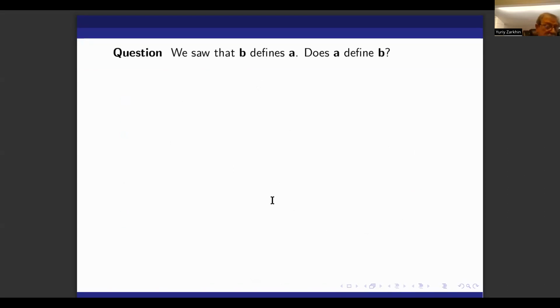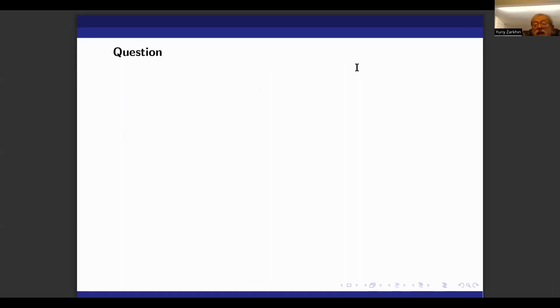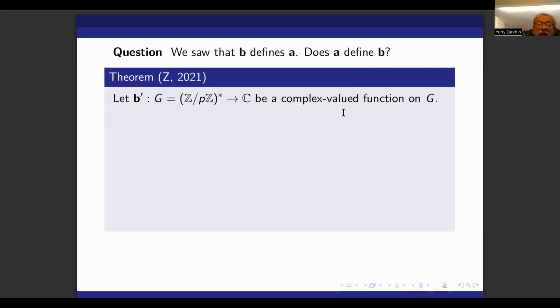Now, here is a natural question. We say that function b defines a. Does a define b? So, theorem: let b prime be another complex valued function on G. The following two conditions are equivalent.